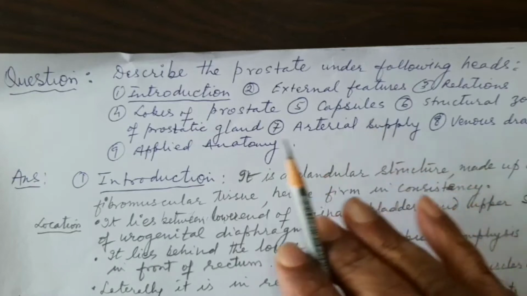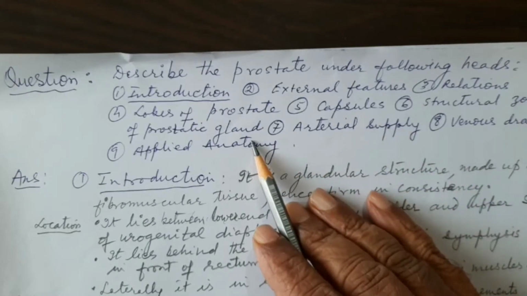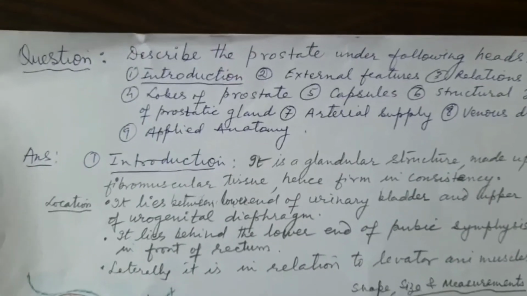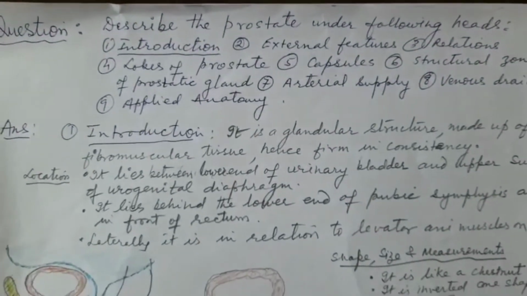Then structural zones of the prostatic glands, as the glands in the prostate are arranged in the various zones. Then arterial supply, venous drainage, and lastly the applied importance. So it is a long question. Now we begin with the answer.